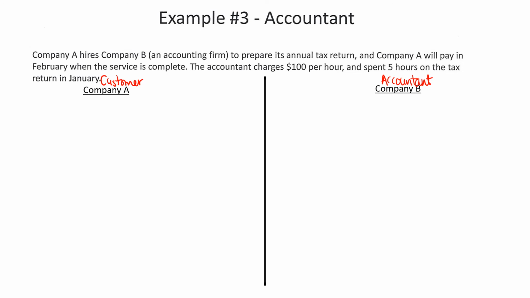So Company A hires Company B to prepare its annual tax return. Company A will not pay in advance. Company A will pay when the service is complete. The accountant charges $100 per hour and spent 5 hours on the tax return.